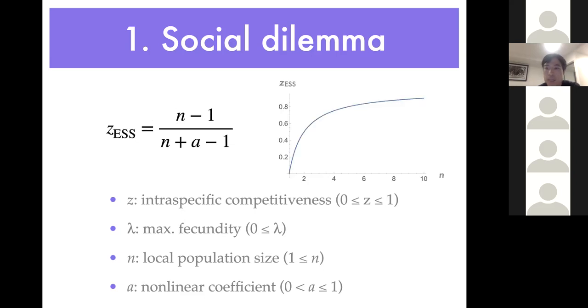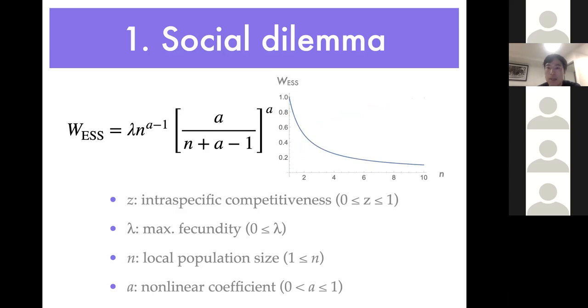And based on this fitness function, we can obtain the ESS trait value, which is an increasing function of the population size. So again, if the population density is very high, the selfish traits can evolve. And this can result in the reduction of the absolute fitness, which means the higher density results in the evolution of traits that reduce the population growth.